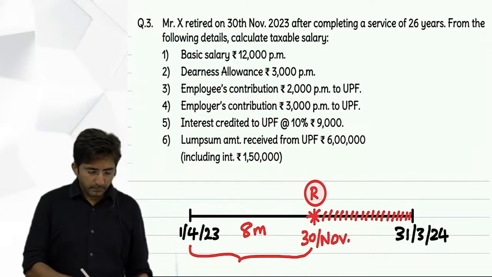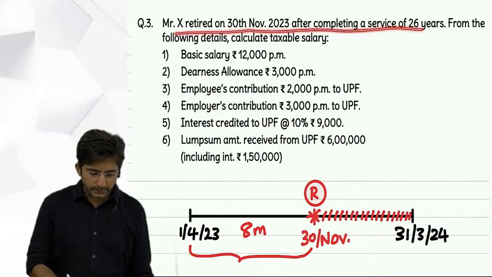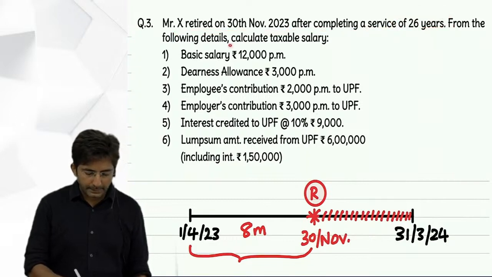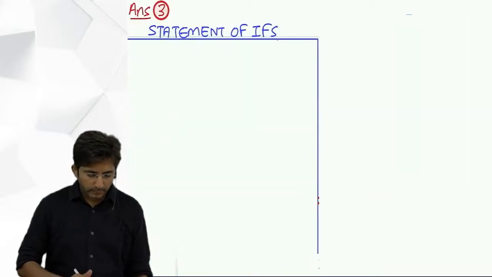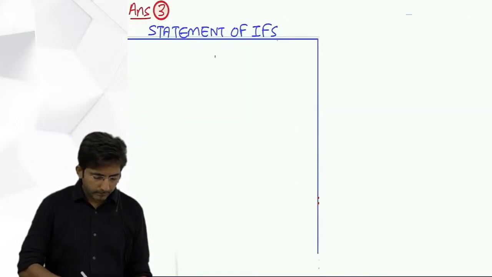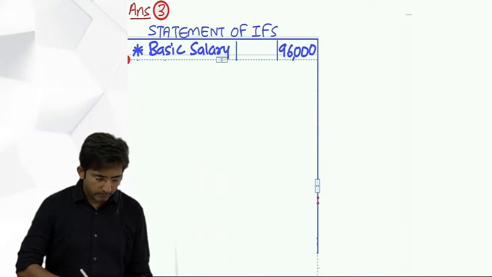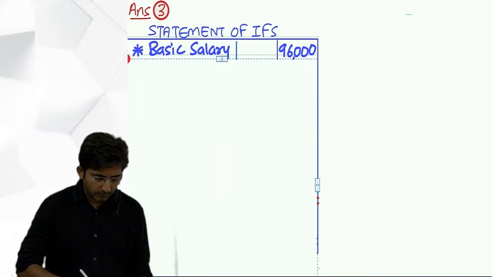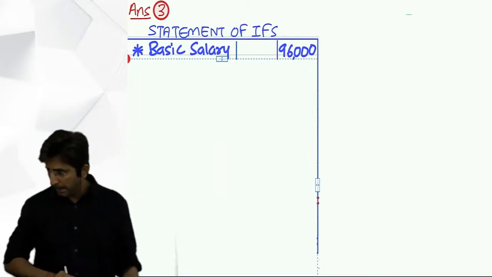So, read the first line properly. Mr. X retired on 30th November 23 after completing a service of 26 years. From the following details, calculate taxable salary. So start one by one. First is basic salary, 12,000 into 8, that comes to 96,000. 96,000 basic salary.